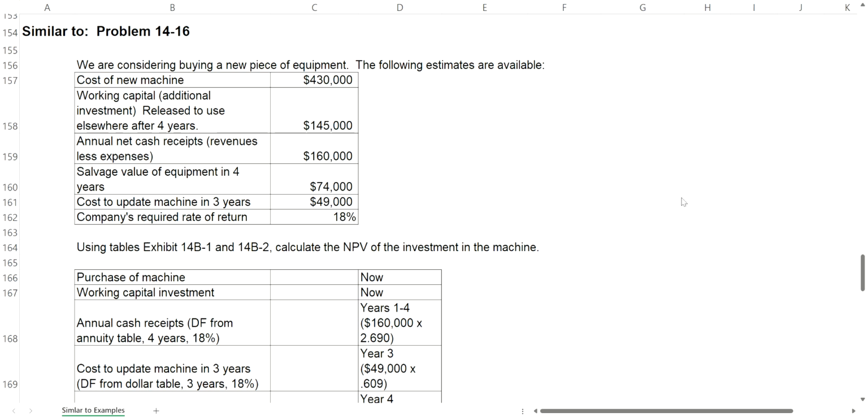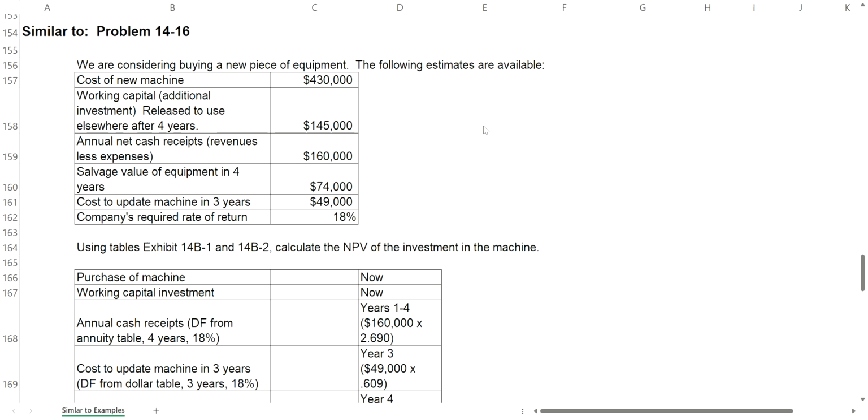We are going to talk about net present value, but we're going to add some additional scenarios to it. We are considering buying a new piece of equipment. The cost of the machine is $430,000. Working capital, additional investment you might need to keep that machine running, is $145,000, but you would get that back at the end of year 4. Annual net cash receipts, or revenues less the expenses, is $160,000. Salvage value of the equipment, the one-time amount at the end of year 4, is $74,000. Now in year 3, we are going to have to invest in some updates in the machine of $49,000. That's a one-time cost. And our required rate of return is 18%.